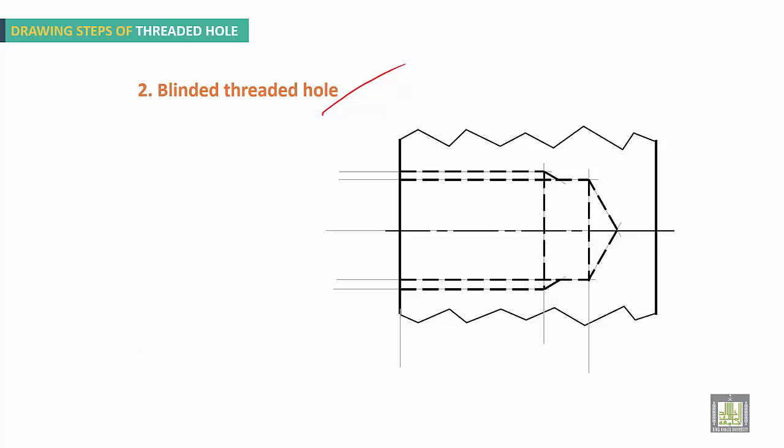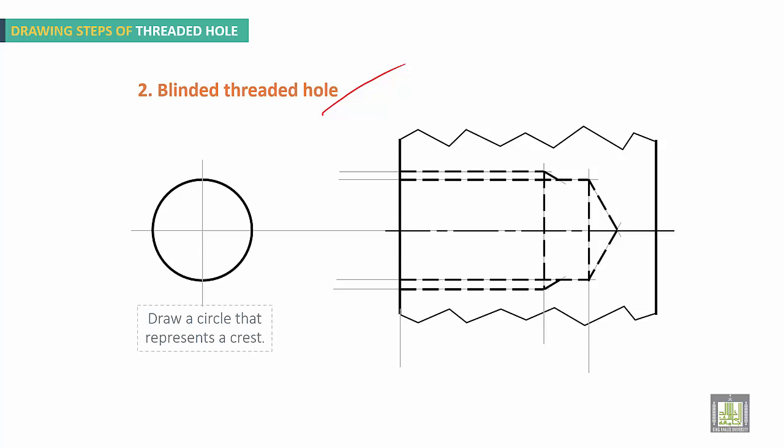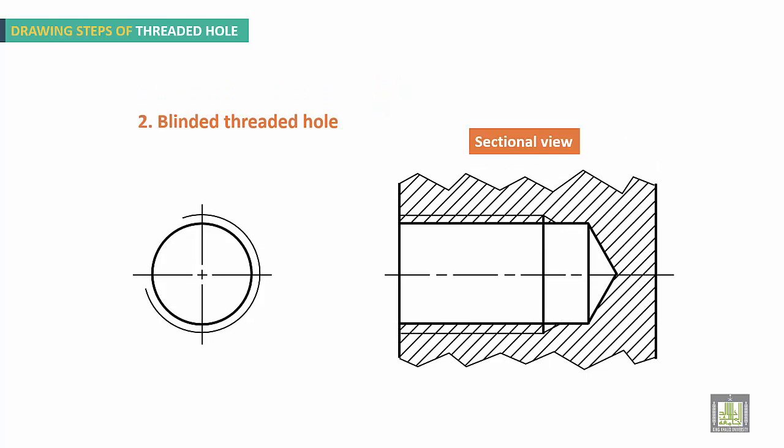How to make side view? Starting by axis position, draw a circle that represents crest. Okay, and draw an arc that represents root. It will be outside the circle. Now for sectional view, root lines and crest lines will be continuous lines, and the hatching lines will intersect the crest line.